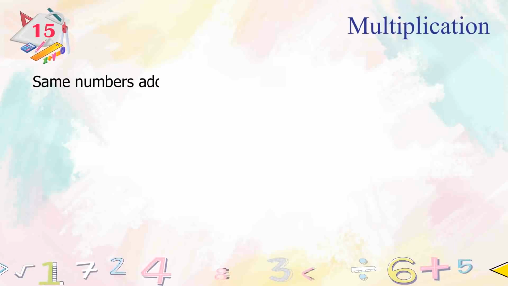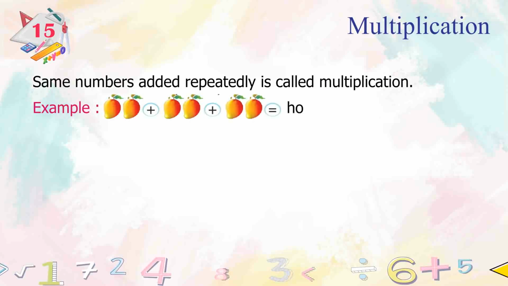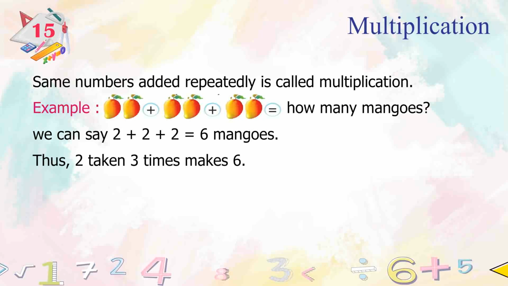Chapter 15. Multiplication. Same numbers added repeatedly is called multiplication. Example, 2 mangoes plus 2 mangoes plus 2 mangoes is equal to how many mangoes? We can say 2 plus 2 plus 2 is equal to 6 mangoes. Thus, 2 taken 3 times makes 6.